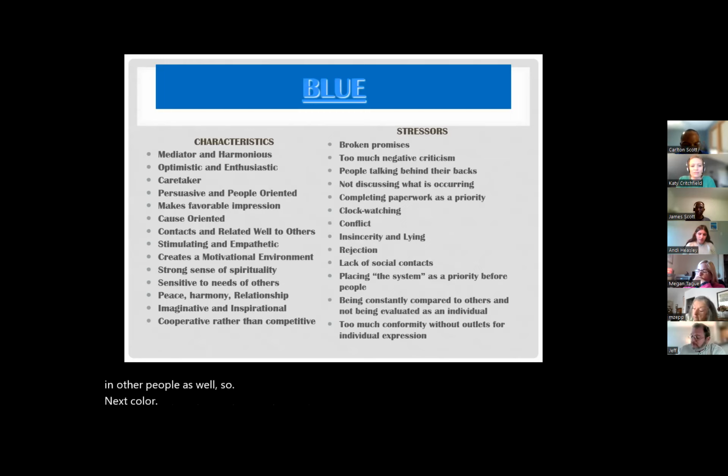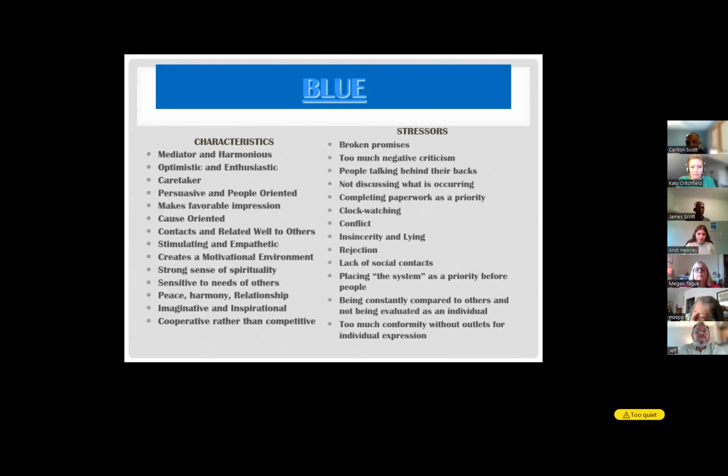Okay, so blue. Blue is next, and blues are the mediators. They like harmony. They're often the optimistic people, enthusiastic caretakers. I think some of your blues are very cause oriented. They relate well to others, or they value that. They have a strong sense of empathy. Even spirituality is a big part of blues sometimes. Peace, harmony, relationship building. They're often imaginative and cooperative. So they like to make sure that everybody is connected.